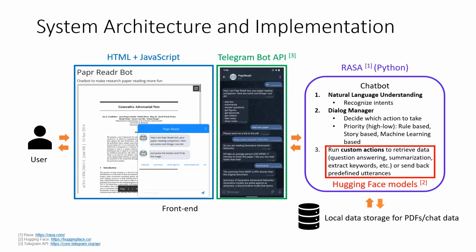Here's a simple breakdown of the system architecture. So the chatbot is built using Rasa, an open-source Python-based framework to develop custom AI-powered chatbots. Based on the intents recognized by Rasa's natural language understanding module, the dialog manager determines which actions to perform, and custom Rasa actions are written for the various skills that Paper Reader Bot can carry out. At the moment, the chat data are only stored locally.